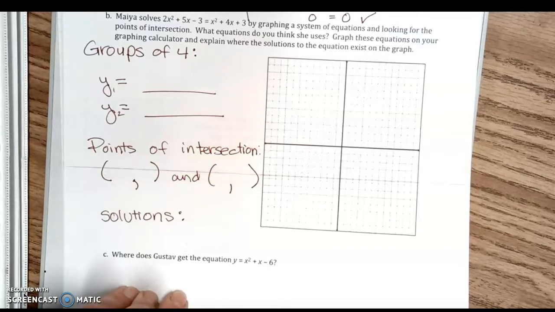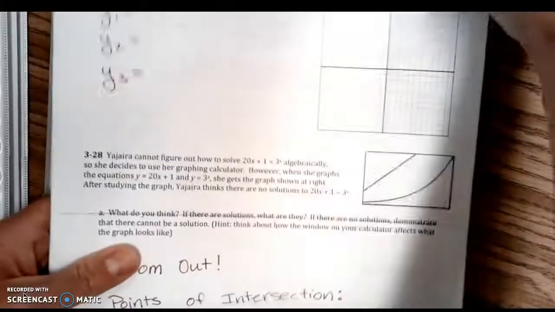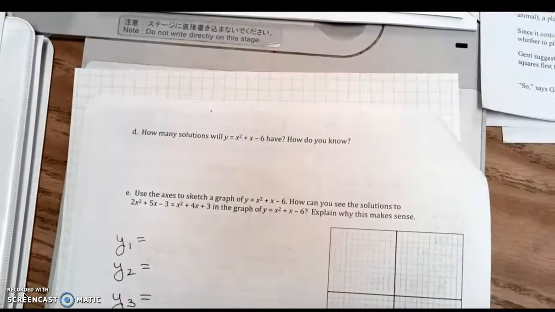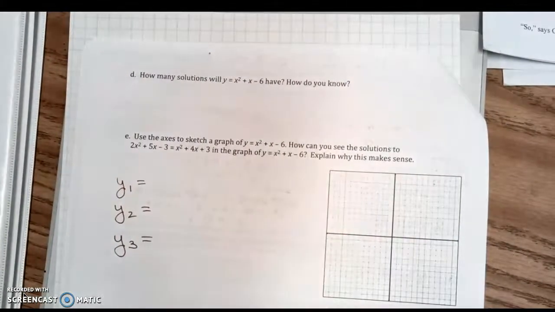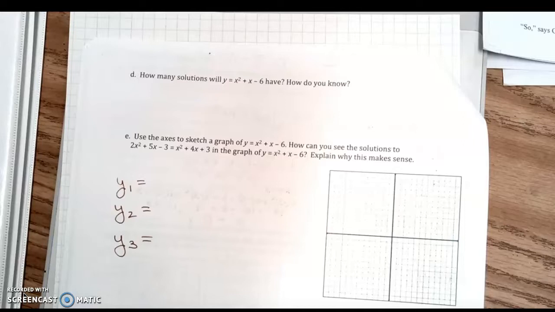Anybody still writing? Okay. Flip over to page 9. You can sort of fill some of this in while I'm talking through it, or you can wait and do it in your groups, or discuss it with your groups, however you feel comfortable. But part D just says, how many solutions will the equation y equals x squared plus x minus 6 have? And how do you know?